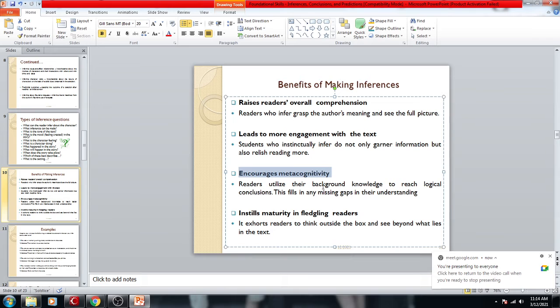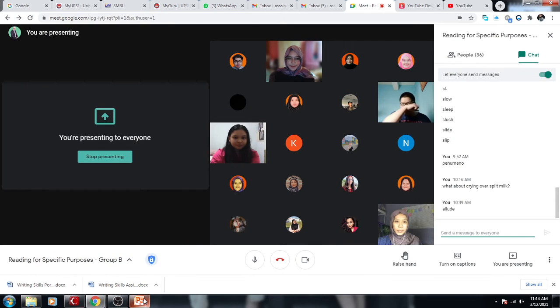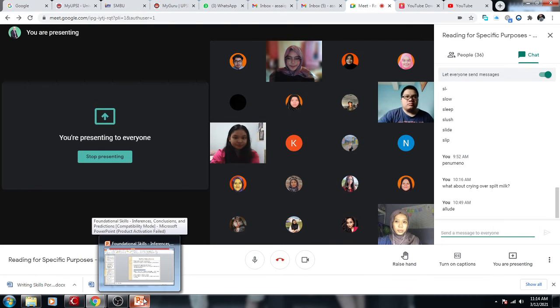Encourages metacognitivity. You know, cognitive, your mind. Metacognitive, you go beyond thinking, where you think about the thinking. Cognitive has to do with thinking. Metacognitive.